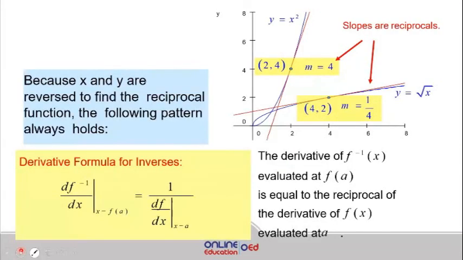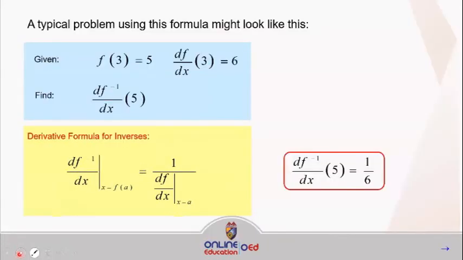Okay, same lang din ito sa kanina. Dito naman is for the typical problem using this formula. So, for example, ito siya. We have the given as yung f of 3 natin is equal to 5. And we have yung given natin na df over dx natin, which is yung 3 is equivalent sa 6.